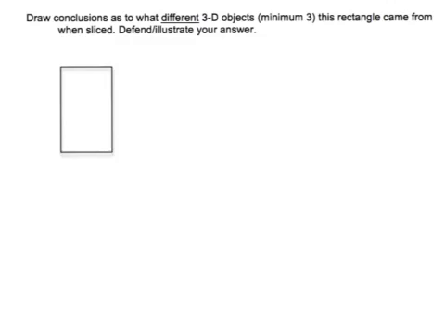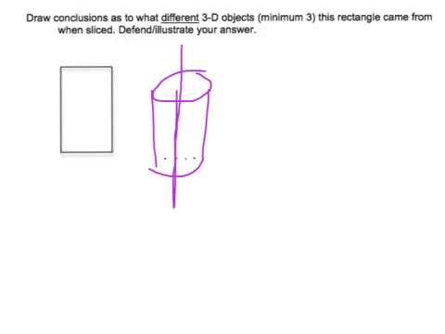So we need to draw conclusions as to what different 3D objects this rectangle came from when sliced. So we need to think about slicing. Which objects can we slice to make this 3D figure? One I know, which is really easy, is our cylinder. If we take our cylinder and we slice it down the center vertically, when we pull it open, we are going to see a rectangle.